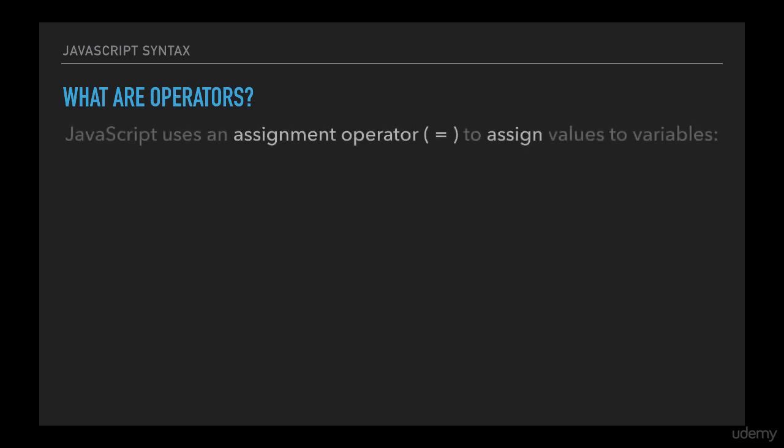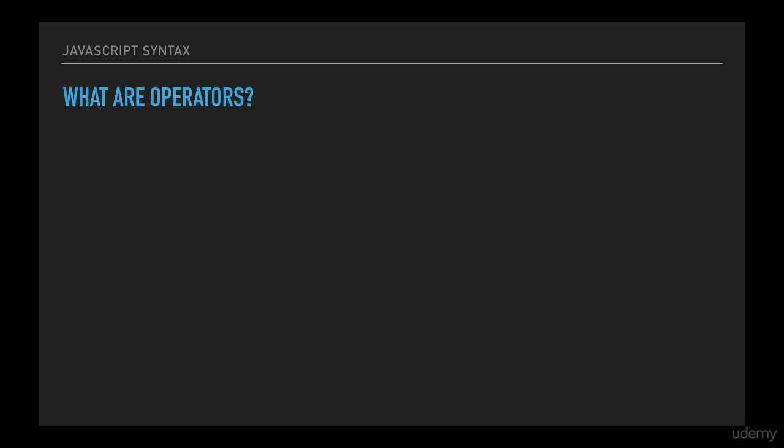Now, operators. JavaScript uses an assignment operator to assign values to variables. We just recently saw that var x = 5. So here the equal sign is the assignment operator. Similarly, var y = 6 uses the same operator.